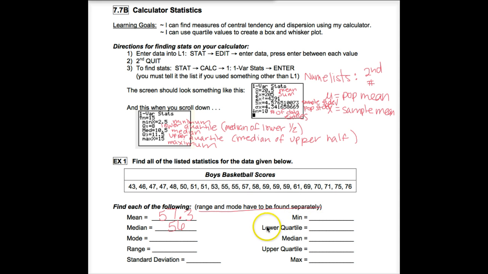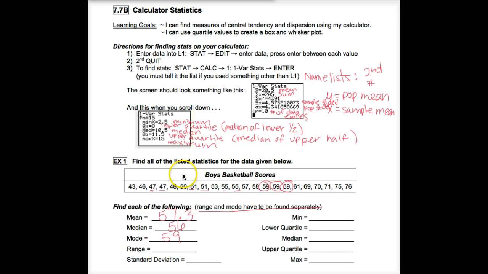Mode, this one, notice it says range and mode have to be found separately. You're not going to get those from your calculator. So mode is what appears most often. So it looks like I've got 247s, I've got 251s, I've got 255s, got 359. So these are the winners so far. And that is it. So 3 is the winner. That's what appears most often. So the mode is 59.